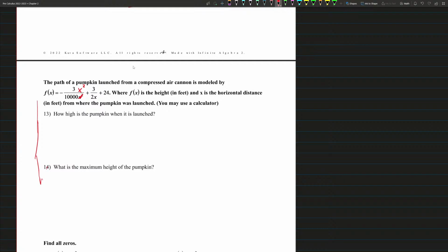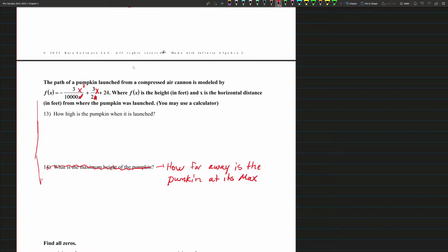So one of these doesn't make sense to ask. This should say how far away is the pumpkin at its maximum. In other words, how far away from its launch point does it actually reach its full height? So that's negative b over 2a and all that stuff. Again, this x should be up top. I don't know why it's down bottom. I thought I checked that, and I guess I didn't.